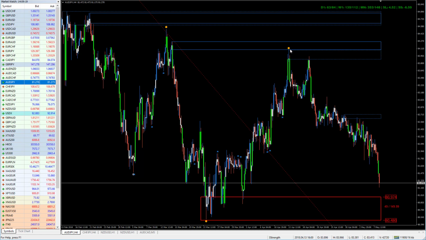Look at the precision of these entries that you're getting. So this is a 17 pip area of supply. Price came to it probably within 1 pip, and it just kept going. I mean, look at the risk reward on this trade alone. It's absolutely phenomenal. If you didn't get the first one, you get the second one.